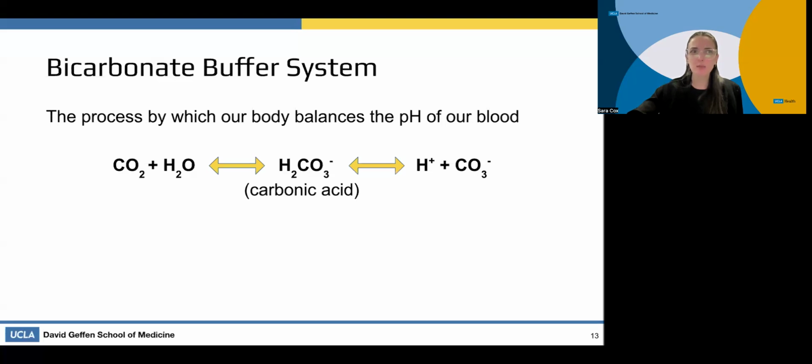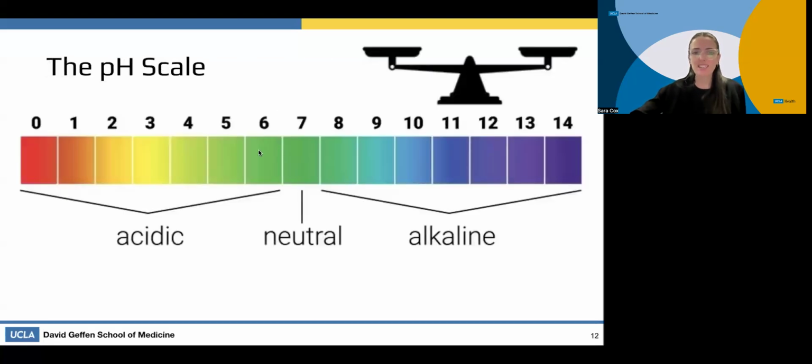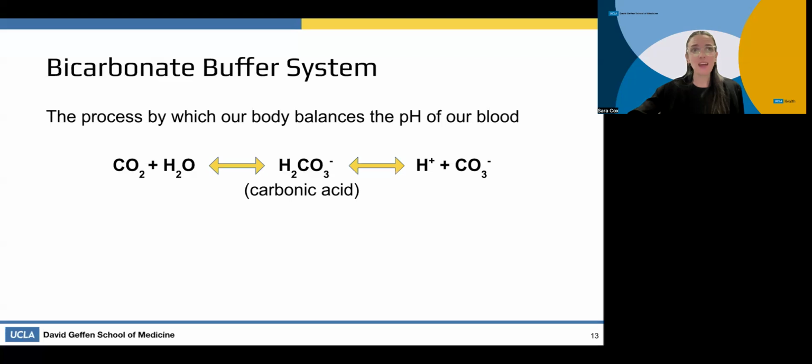Well, let's go back to this pH scale. A weak acid is an acid that sits very close to neutral. That means it's really close to water on the pH scale. And it means we bounce very easily back and forth between these different phases.